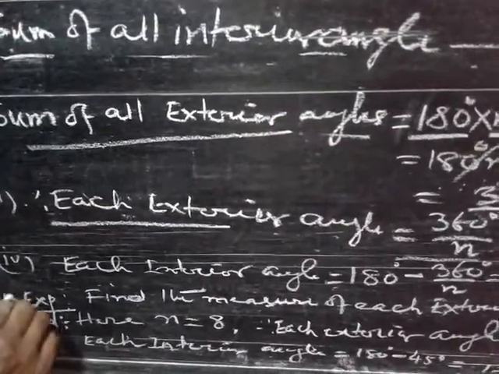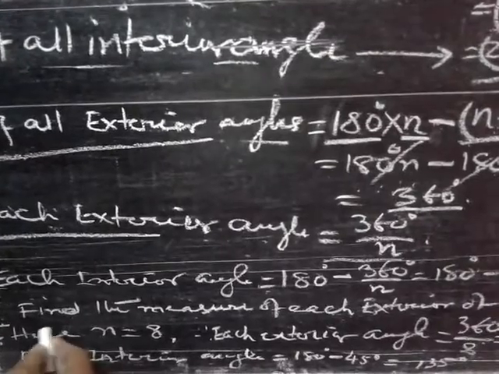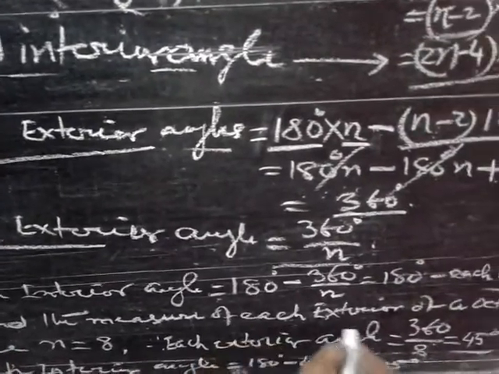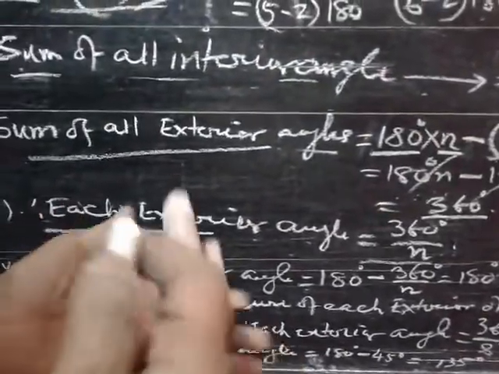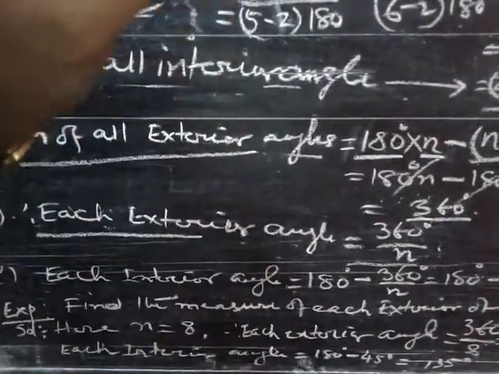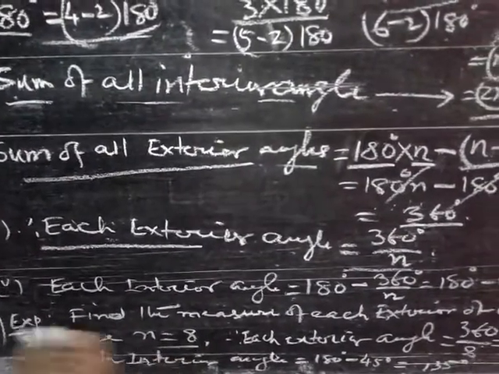This is example number 1. Suppose I am going to give you one problem like this. Find the measure of each exterior angle of an octagon. You know octagon, the number of sides of the polygon will be 8. That is n equal to 8. So here the solution is n equal to 8.